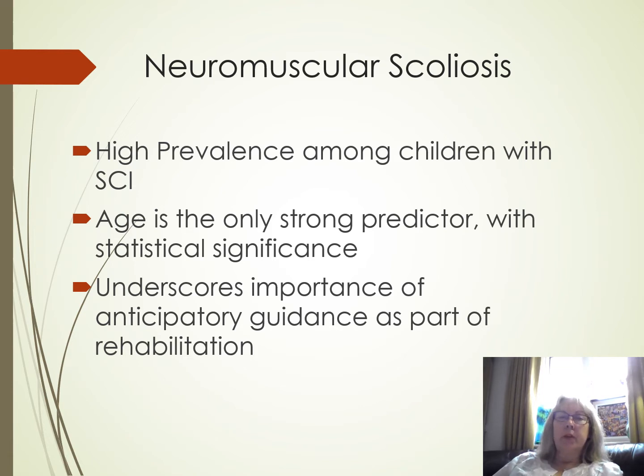There's been lots of other things looking to see what could be influencing it. Is it related to the hip problems, etc.? But the really good thing that stands out is age. So the younger the child, the more you've got to be involved in trying to reduce the effects of this. And it falls into what we call anticipatory rehabilitation. What do we know is going to be a problem, and what do we do to try and prevent it or reduce the impact?